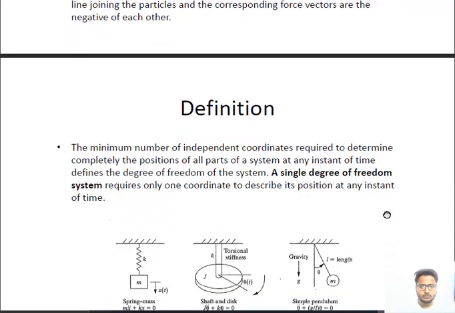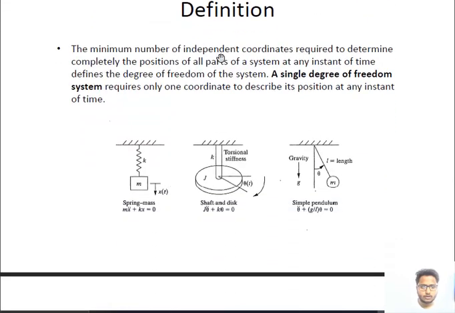Next, the definition of the degree of freedom. It is the minimum number of independent coordinates required to determine completely the position of all the parts of a system at any instant of time. A single degree of freedom system requires only one coordinate to describe its position at any instant of time. In the same way, a two degree of freedom system requires two coordinates to describe its position at any instant. In the same way, we can determine more degrees of freedom.